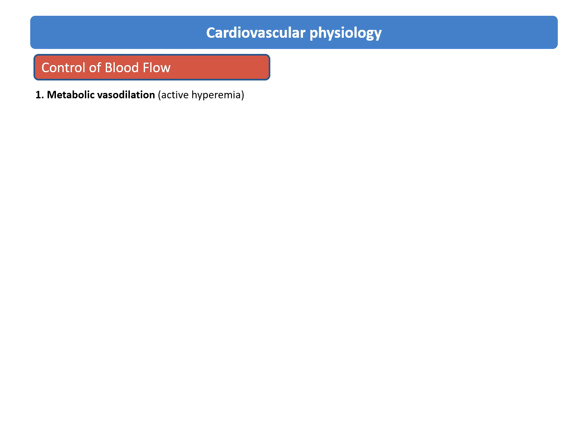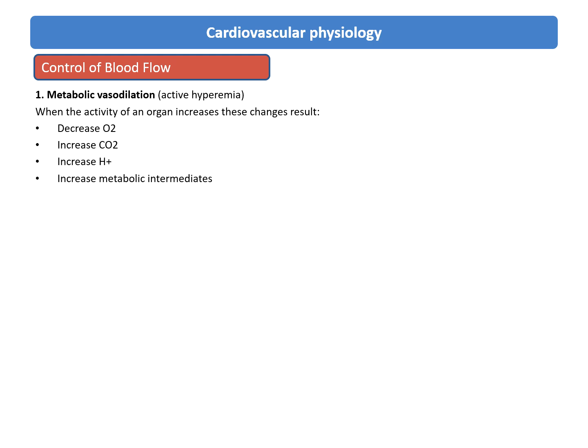Let's look at metabolic vasodilation. This is sometimes called active hyperemia. Hyper means greater, and emia comes from heme, meaning blood. When the activity of an organ increases, say your skeletal muscles begin to increase their work, changes result. For example, there's a decrease in oxygen because the organs are using up the oxygen. There's an increase in carbon dioxide because the organs are generating that as a waste material. There's an increase in hydrogen ion concentration. You'll understand why later. Carbon dioxide mixes with water to create an acid.